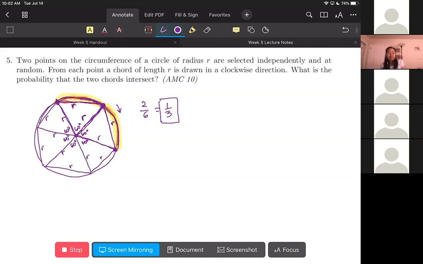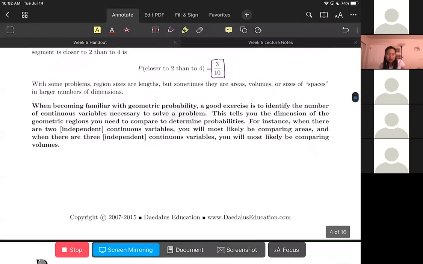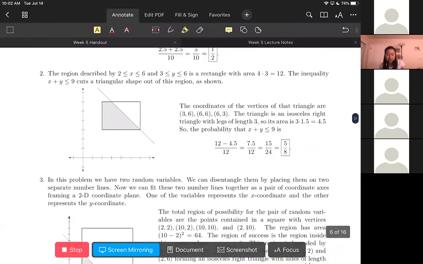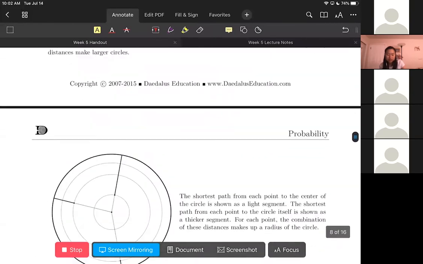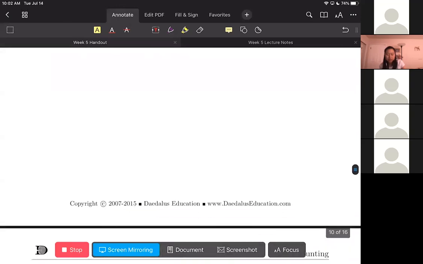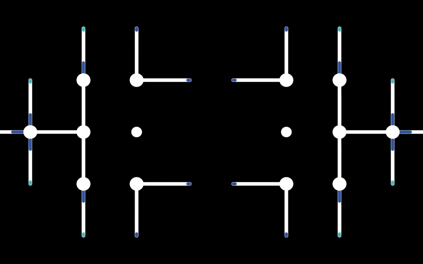All right. I will post these notes in the handout. There are more questions for practice. I would recommend that you go through all the geometric probability questions. I think there's a couple more that we didn't get through, but they're really great. And just go through page 10 of the handout as homework, and I'll make a post about it as well.